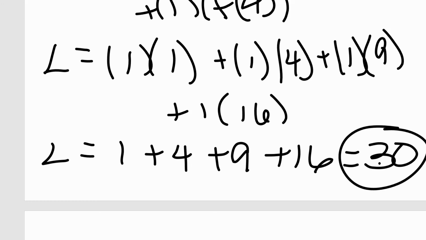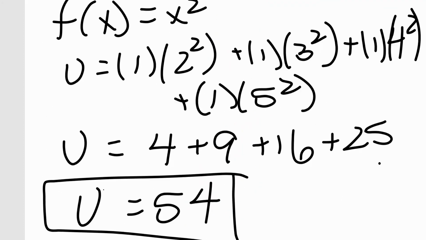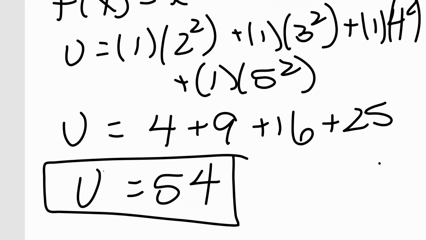So looking at these two, my lower sum is 30 and my upper sum is 54. So my actual area will fall somewhere between those two. On the next video, you will get the mid sum, which might be a little bit more accurate. We'll go over that in just a minute.